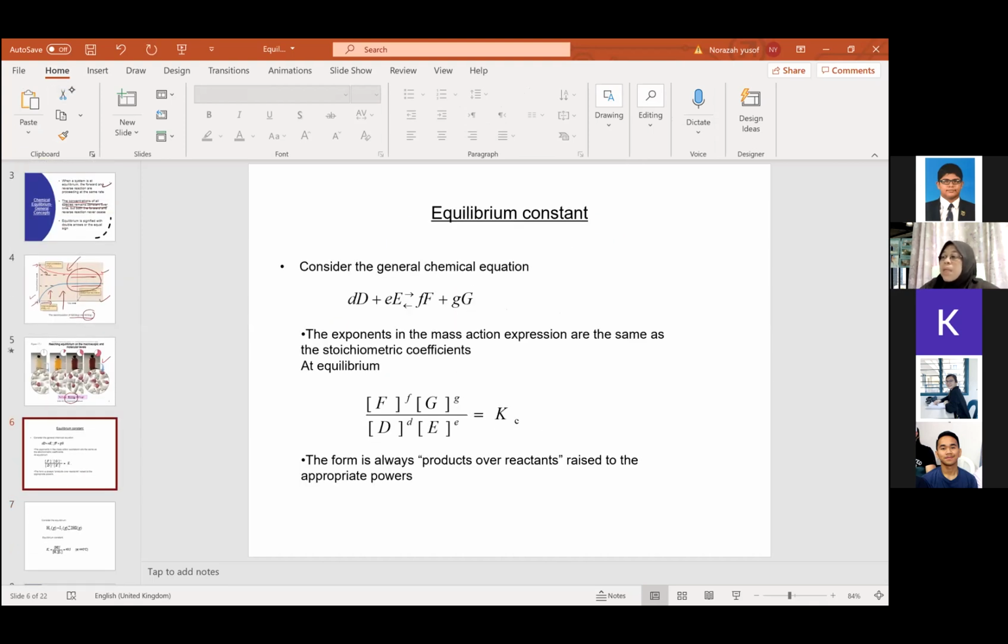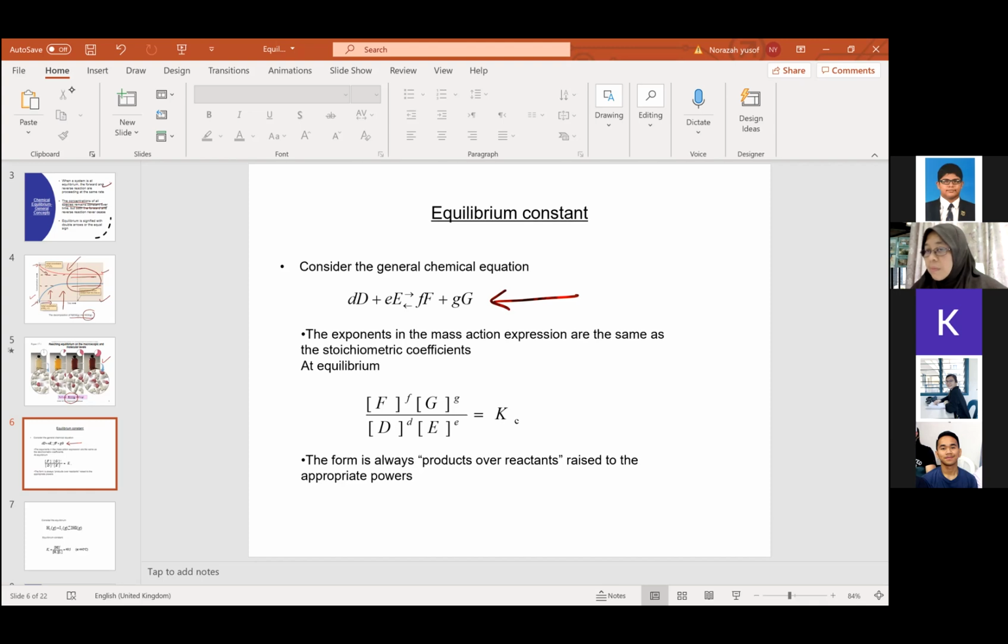So for the equilibrium constant, let's say you have this reversible reaction, and you can see that D and E are the reactants if you are talking about the forward reaction, and F and G are the products. Since this is a reversible reaction, you might have a reverse reaction. In the reverse reaction, F and G are the reactants and D and E are the products. Remember that, it can be that way.